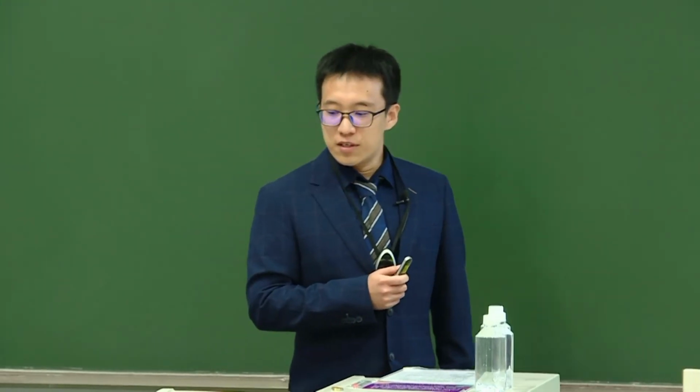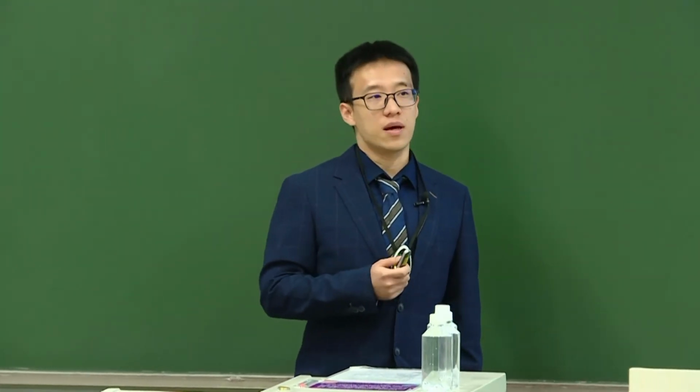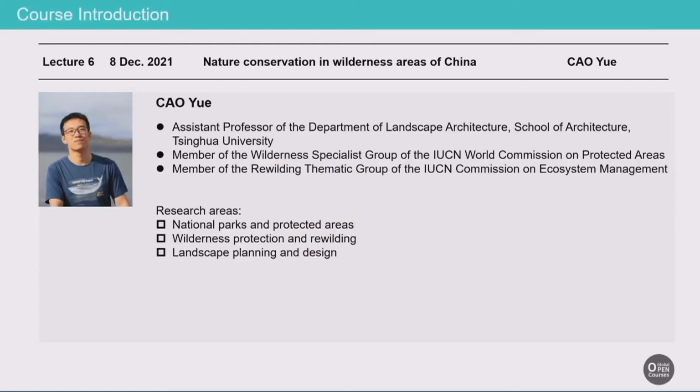And then lecture 6, I will talk about wilderness areas, which are the regions that have the least level of human impact. And my research focus is on wilderness protection and rewilding. We have also created a national scale wilderness map for you, so that you could tell where the wilderness areas are located.